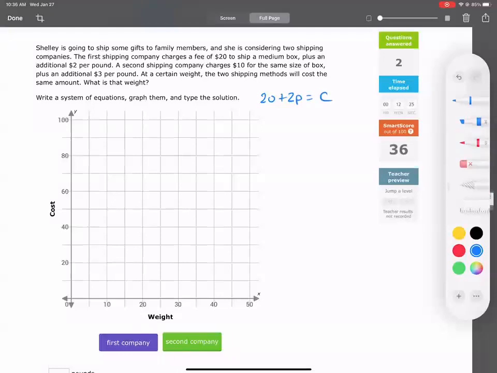Our next shipping company, let's go ahead and read this, is charging $10 for the same size box, in addition of $3 per pound. And you know what? This is actually how shipping companies charge. They charge you for the size of the container. What if you have a huge container, but it weighs only a pound, versus a small container that weighs 50 pounds? So they actually charge by the container size and by the weight. So every container size gets a different weight.